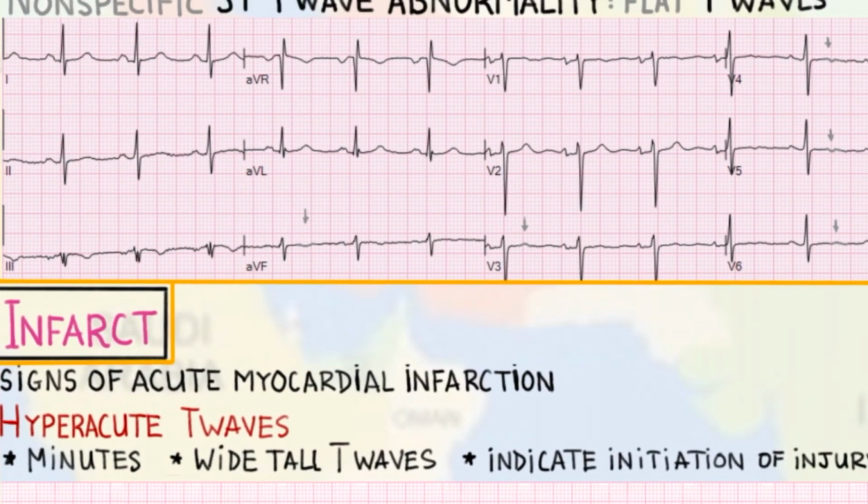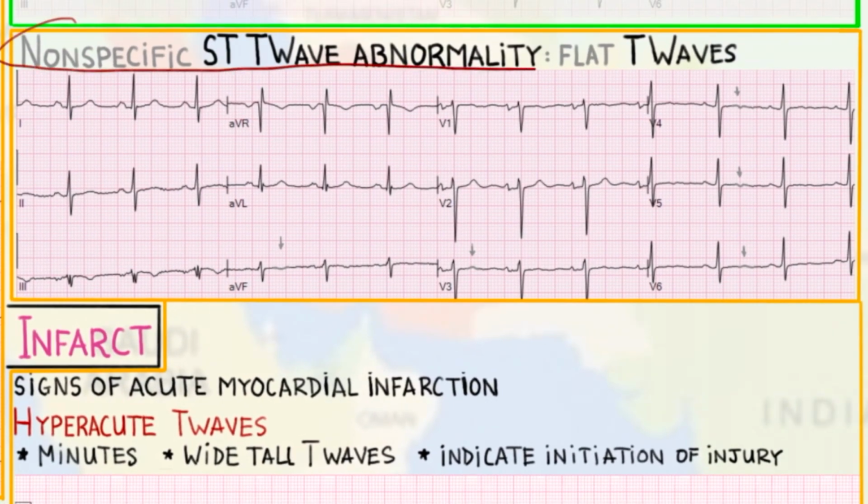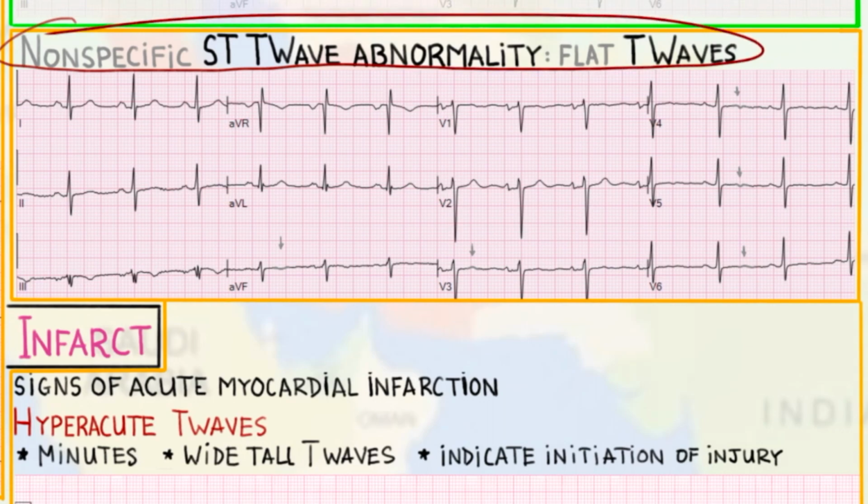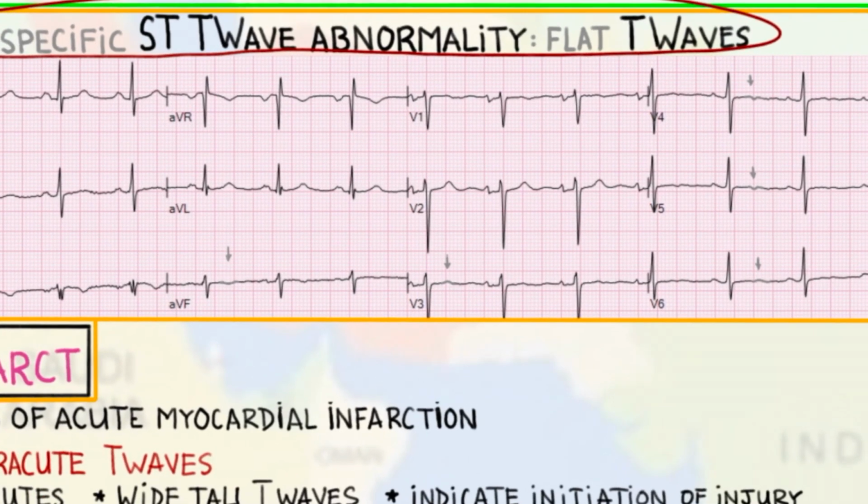Here's an example of the nonspecific ST wave abnormalities. And this one's basically showing flat T waves. So you're expecting to see a T wave like this in all the leads. And we've got them in most of the leads, but in AVF, there's basically no T wave. So we're going to put that one in the garbage because it's not normal, but it also doesn't meet criteria for ischemia.